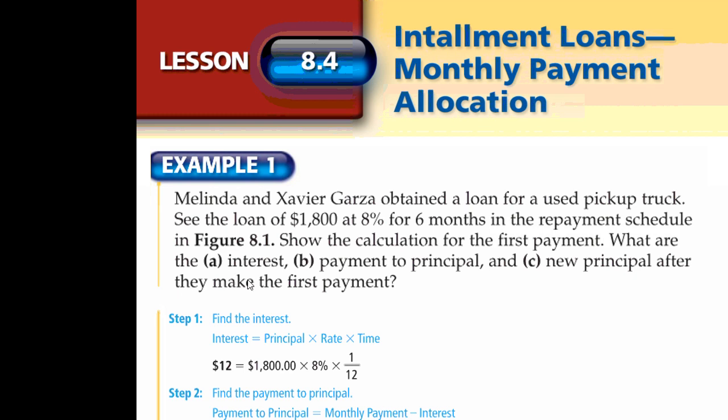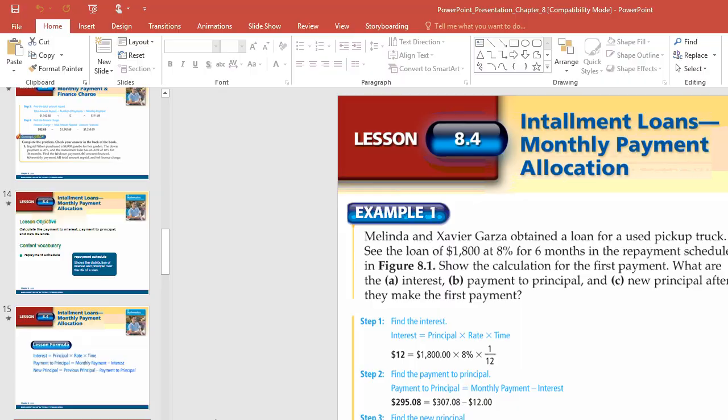All right, our payment to the principal is our monthly payment minus our interest. So our monthly payment was calculated as $307.08. So we're going to subtract out $12 from that because that goes straight to the bank. It doesn't go towards paying off your loan balance. All right, so now that leaves us $295.08 to pay towards the $1,800. So we take our $1,800, we minus out what we had to pay towards the principal. So now after the first month, we owe $1,504.92.